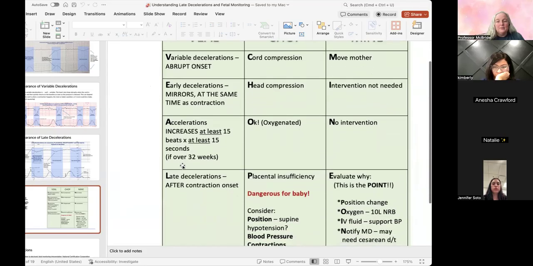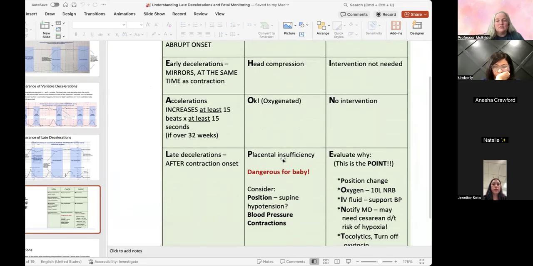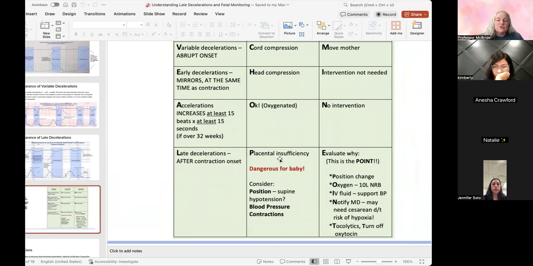In VEAL CHOP, it's the P for placental insufficiency. These are dangerous for the baby. This is going to drive hypoxia. So the main things we think about for this is how do we perfuse the placenta and what could be happening with her that is affecting her perfusion to the placenta. So it could be her position. Remember supine hypotension, if they're on their back, the baby's putting pressure on the vena cava, it causes her blood pressure to go down and she doesn't perfuse her placenta well.